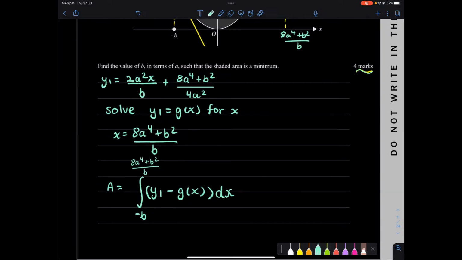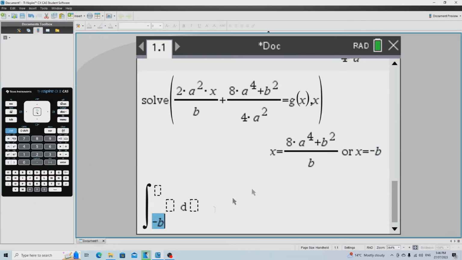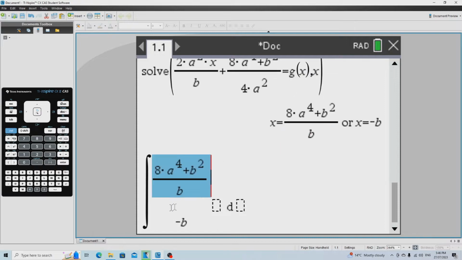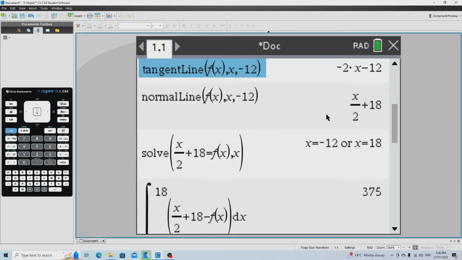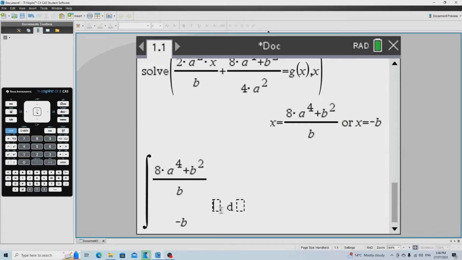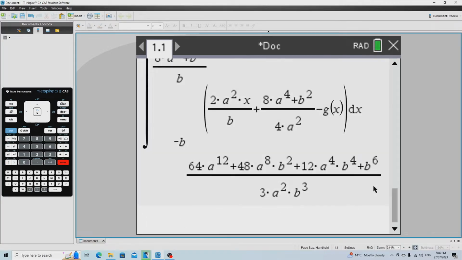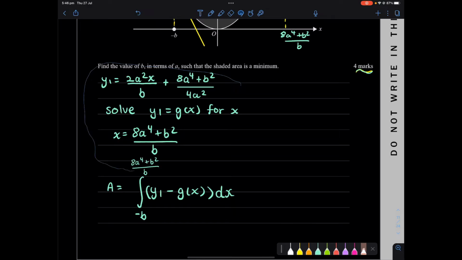So I'm going to do it on a calculator. We're saying the integral from minus b to this value of this normal line over here, put over here, minus g of x, comma x. Okay, so we get this disgusting, very big function. So what I'm going to do, I have too much working out, so I'm just going to move this and make it smaller.